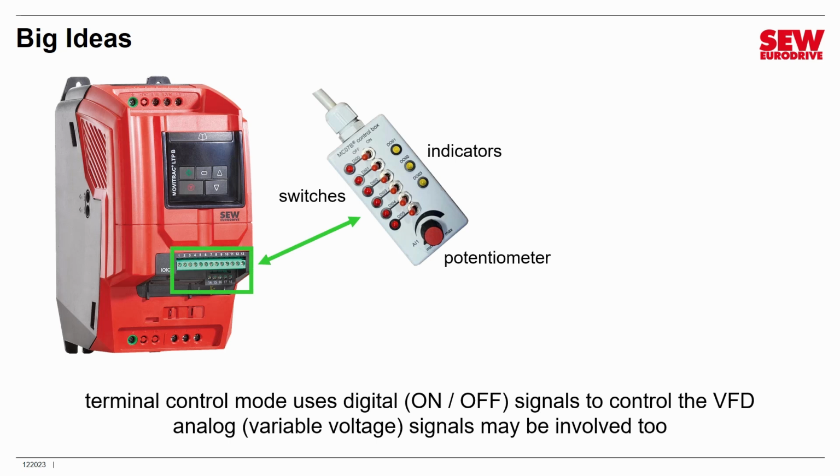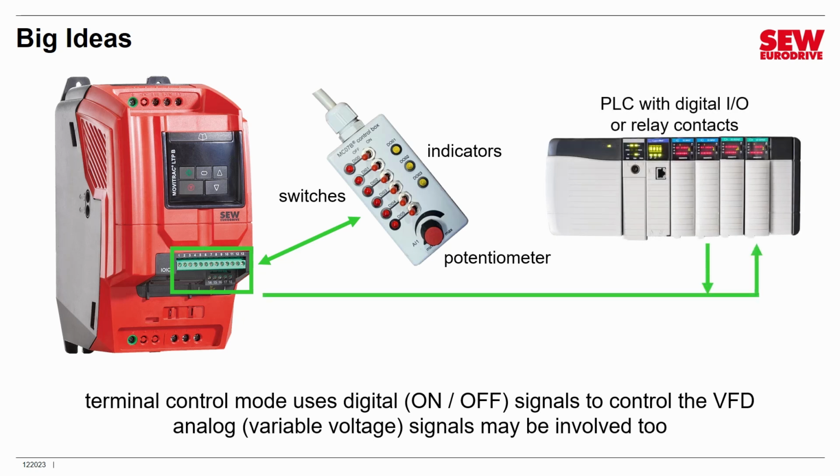All your connections go to the front I/O connector on the MOVITRAC LTP-B and possibly the relay connector as well. Typical devices used to control the VFD in terminal control mode include switches. A potentiometer may also be used, and for output information, indicators such as the LEDs on this hand control box are possible. However, let me also mention something else.